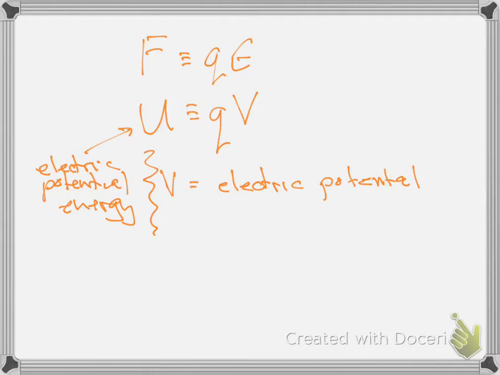What is electric potential? Electric potential is electric potential energy per unit charge, just like electric field is force per unit charge. So this is an analogy between E and V. If F is related to U, then E must be related to V in the same way because there's just a Q. That's the difference between the two.